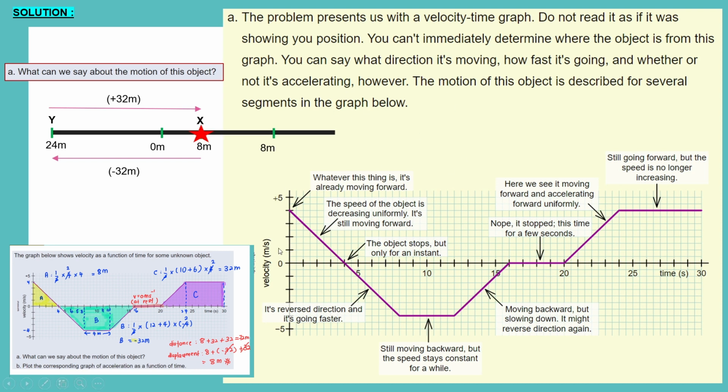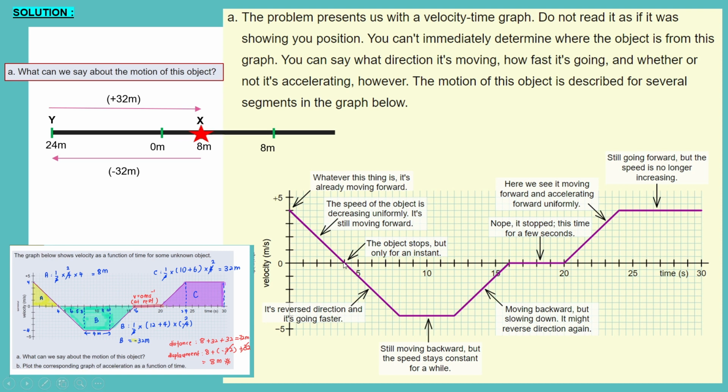Okay, so now look at this graph. Look at the velocity of the graph. Kita tengok lagi sekali. From 0 to 4 second, the object is moving forward until 8 meter. But you can see here, the speed is decreasing. 4, 3, 2, 1, 0. The speed of the object is decreasing uniformly, but it's still moving forward. Dia bergerak ke depan tapi semakin slow sampailah 8 meter.